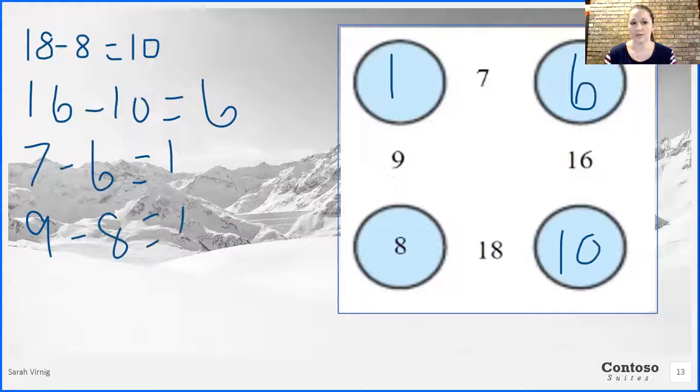We can also use that 1 to make sure that 1 plus 8 gives us 9. We can take 9 minus 8 equals 1. And again, check your work. 1 plus 6 is 7. 10 plus 6 is 16. 10 plus 8 is 18. And 8 plus 1 is 9.